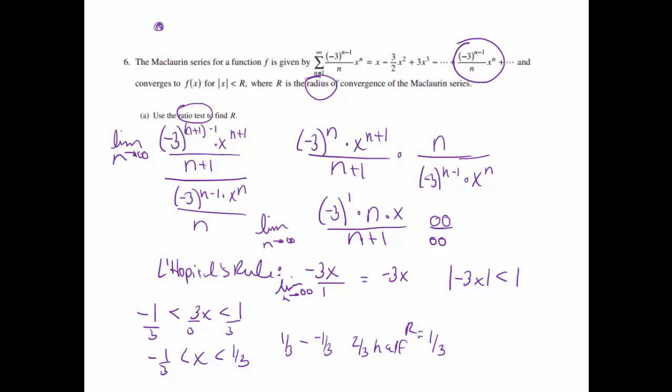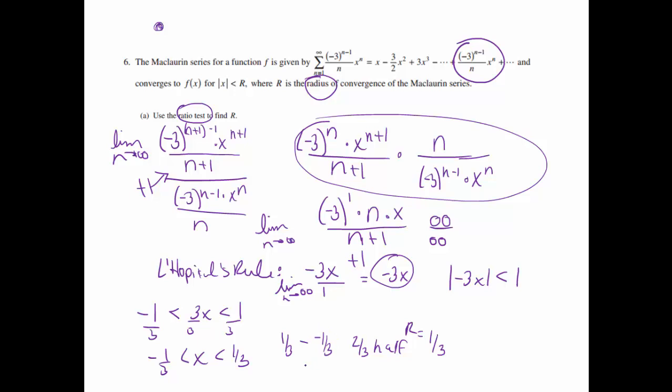That would be 3 points. I would get 1 point for setting up my ratio, so it has to be a ratio, so do not just write it like this to start with. You want to write it as a ratio. When you found the limit of the ratio, which was negative 3x, that is worth a 2nd point, and then if you actually found that radius of convergence, that was worth your 3rd point for that part.